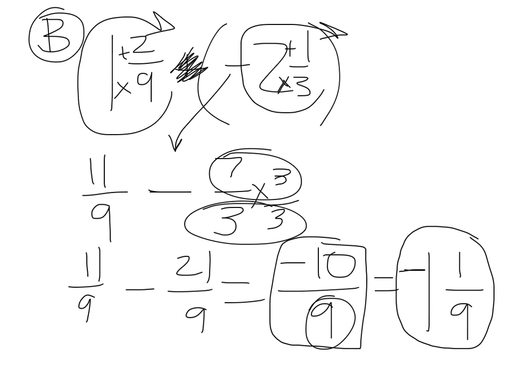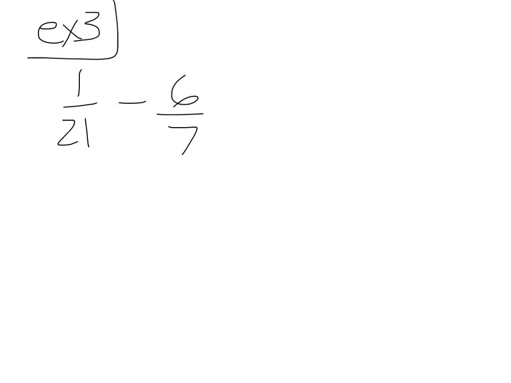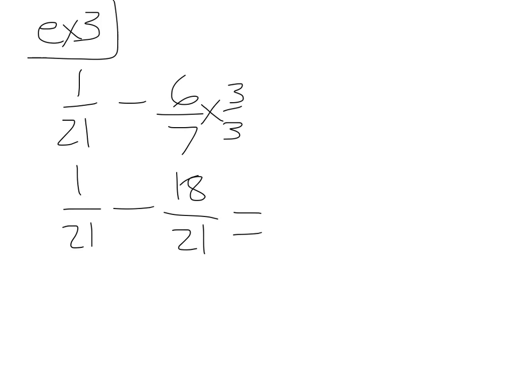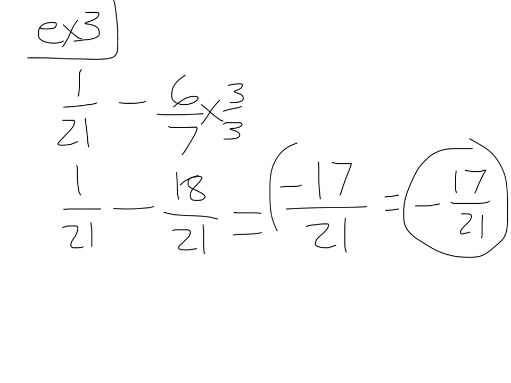Let's go to example 3. Here's example 3. It says 1/21 minus 6/7. Got to get common denominators. Times by 3/3. I've now got 18/21. And 1 minus 18 is -17/21. Or you can write that as negative and then the fraction 17/21. So either way is the same thing. That was example A. Let's go to example B.